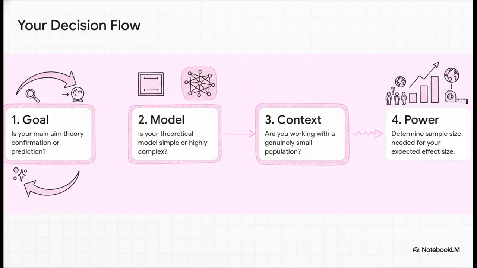So let's put it all together in a simple, 4-step decision flow you can use. Number 1, define your goal. Are you confirming or predicting? Number 2, assess your model. Is it simple or is it a complex web? 3, check your data context. And finally, number 4, and this is probably the most important one, plan your sample size based on the effect size you expect to find.